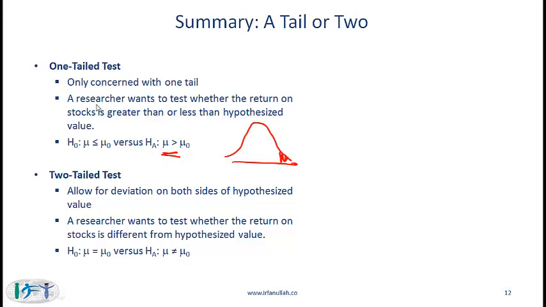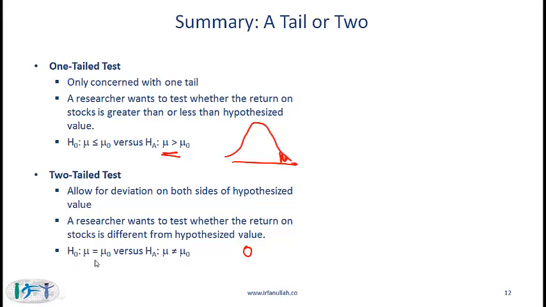Generally, when a researcher wants to test whether the return on a stock is greater than a hypothesized amount or less than a hypothesized amount, that's when you use one-tailed tests. With two-tailed tests, we allow for deviation on both sides of the hypothesized value. And we just saw an example of that, where the researcher wants to test whether the return on stocks is different from a hypothesized value of 0.